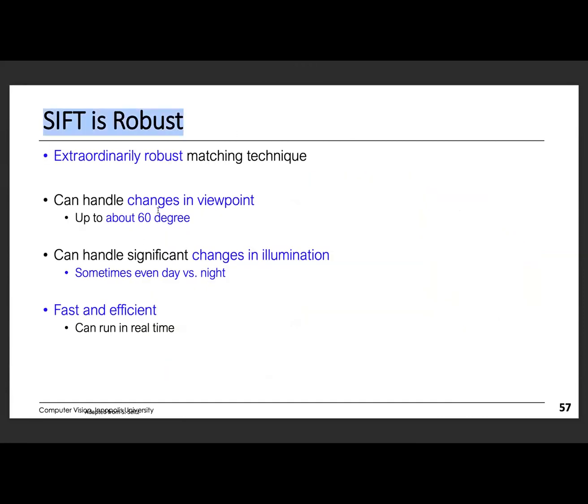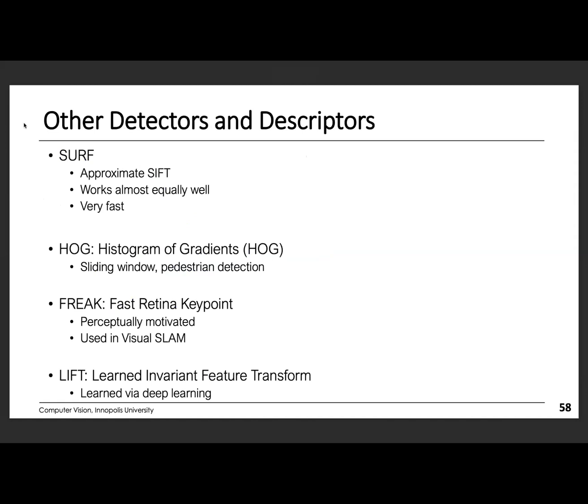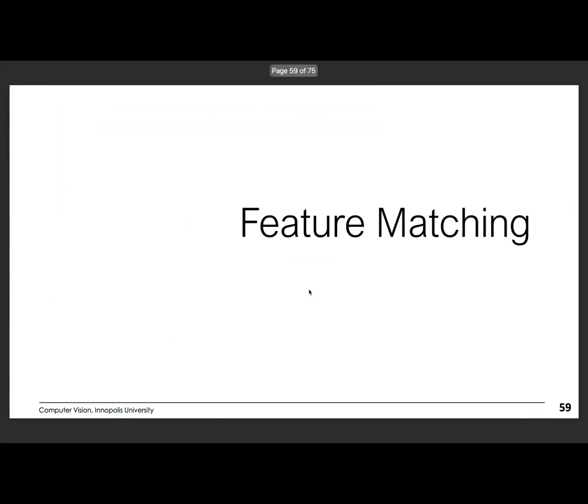SIFT is quite robust when it comes to, as we said, changes in the viewpoint, changes in illumination, and changes in the scale, especially. That's the main thing that it works on. And it's fast and efficient, but it's not perfect, right? So here you can find lots of different versions of SIFT that can approximate things a little bit better and that would give you much better results.